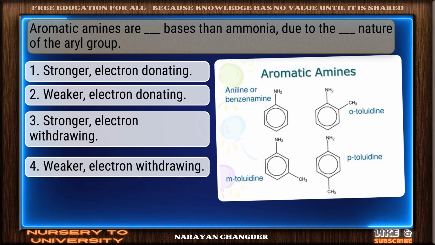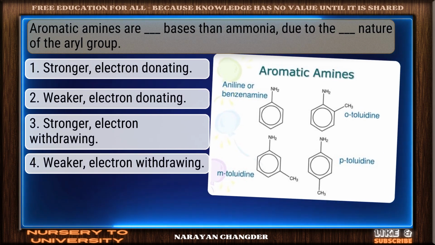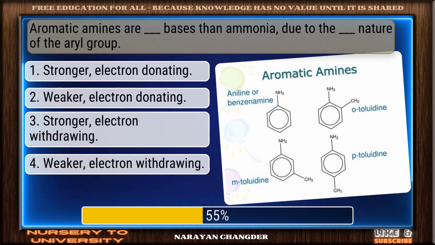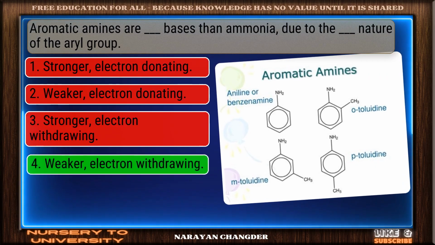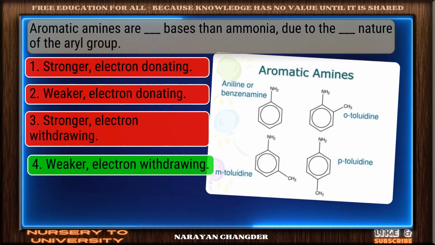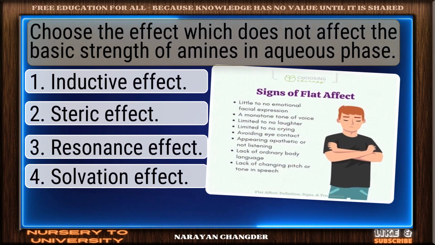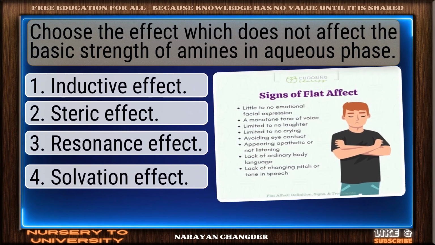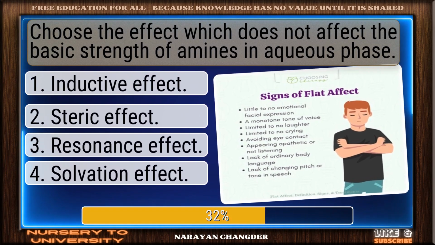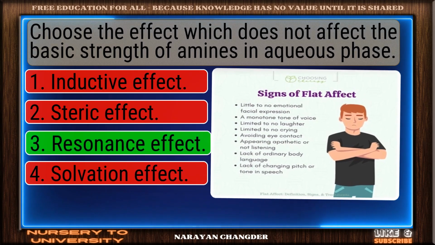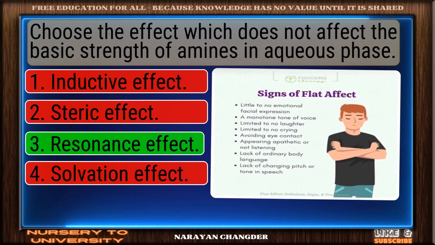Aromatic amines are dash bases than ammonia due to the dash nature of the aryl group. Valid point. Weaker, electron withdrawing is true. Choose the effect which does not affect the basic strength of amines in aqueous phase. Sharp thinking. Resonance effect is the right choice.